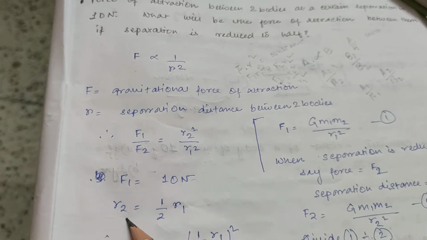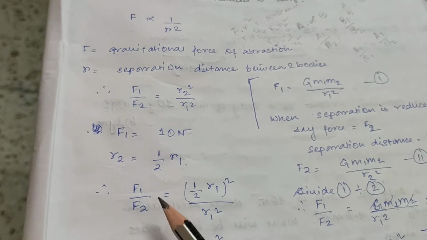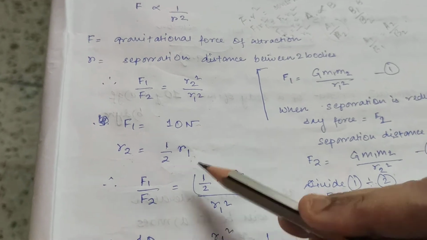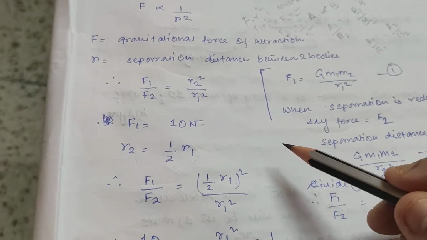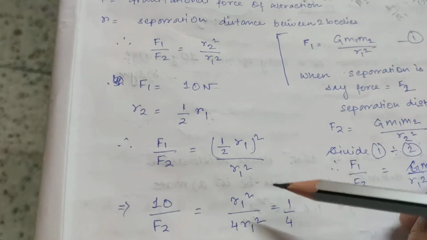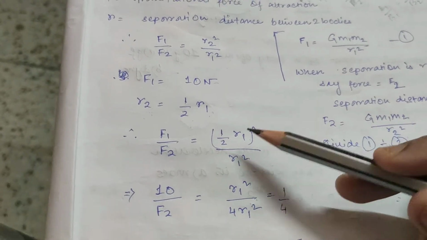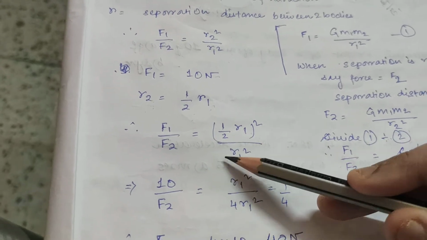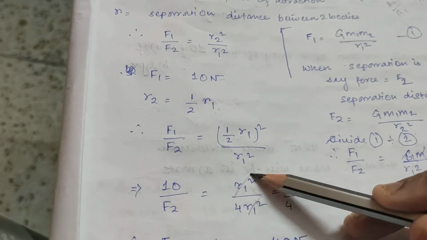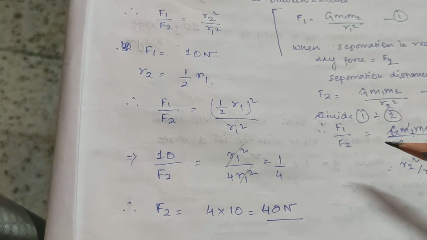That means now R2 becomes half of R1. The new distance is half of the previous one. So can I write F1 by F2 is equal to, in place of R2, half R1 whole square, divided by R1 square as it is? So in place of F1, 10 by F2 equal to, now just open the bracket, R1 square by 4 R1 square, this gets cancelled, left with 1 by 4. So F2 is equal to 4 into 10, 40 Newton.